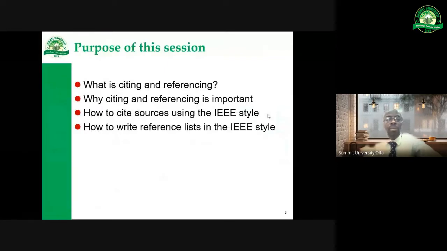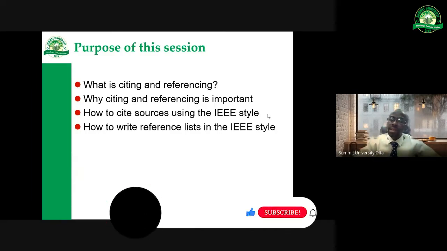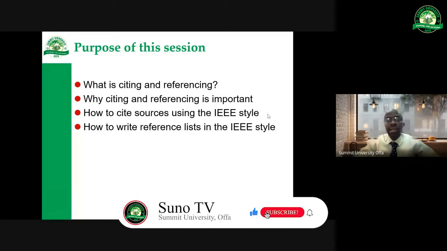So this is the purpose of this session. Number one, I will be talking about what is citing and referencing, why citing and referencing is important, how to cite sources using the IEEE style, and how to write reference lists in the IEEE style.